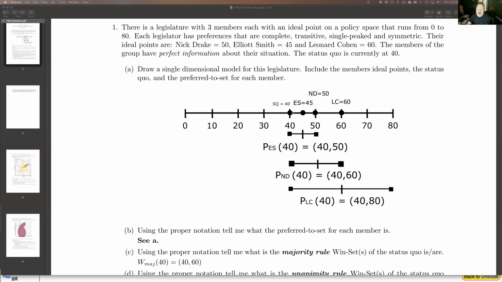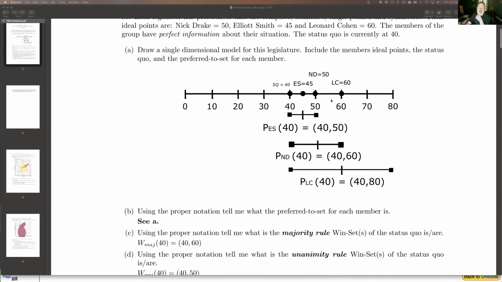Similarly with Nick Drake here, going from 40, the status quo, moving toward his ideal point, he definitely strictly prefers all of those things. They are in his preferred-to set. And then looking at his indifference point from 40, which is 60, we know he also likes all of these. These are all also in Nick Drake's preferred-to set. So his preferred-to set is everything between 40 and 60, but not inclusive of 40 and 60. They are the boundaries. So again, that's where we have these parentheses.